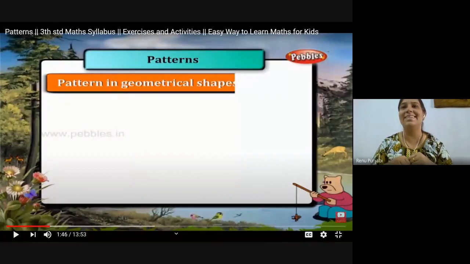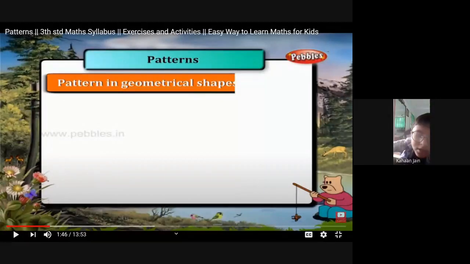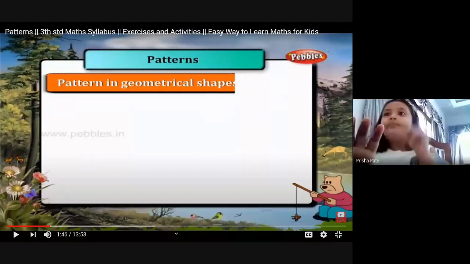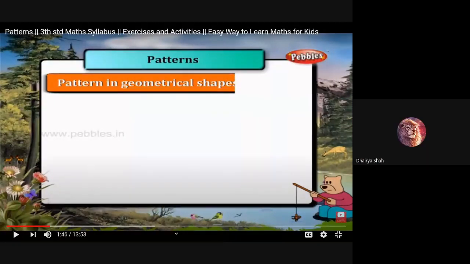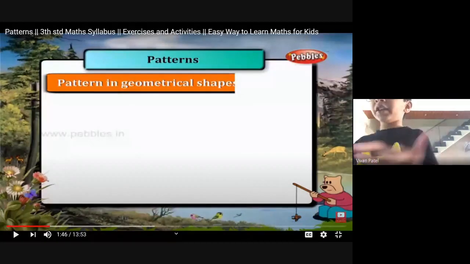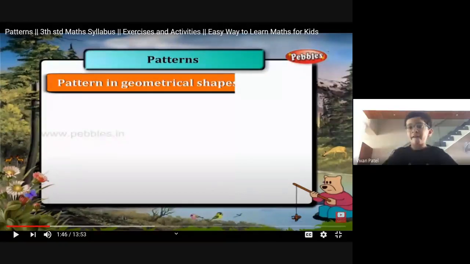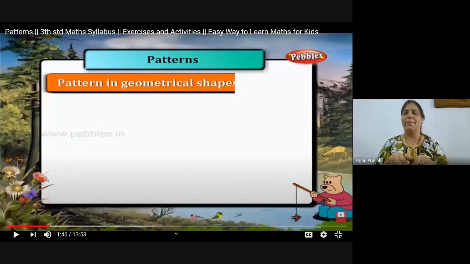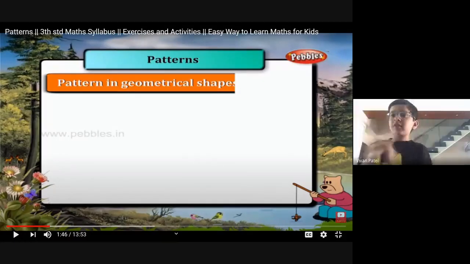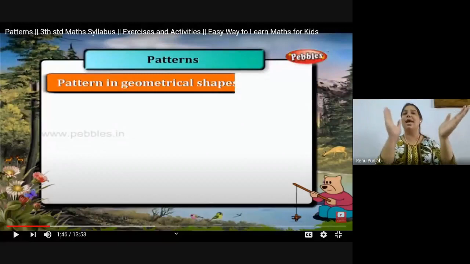What am I doing? Clapping. 1, 2, 3. First 1, 1, 2, 2, then 3. First clap, second clap, and 2 claps together.